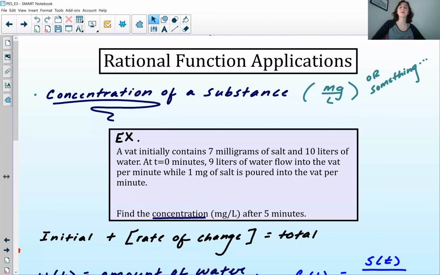Hi, welcome back. In this video, I'm going to talk about rational function applications, and specifically, we're going to look at the concentration of a substance over time. I hope this one will be kind of familiar to you. When you think of concentration, one example that might come to mind is dissolving sugar in water. So the more sugar you add to the water, the more concentrated it will become. And that's the concept that we're looking at here.